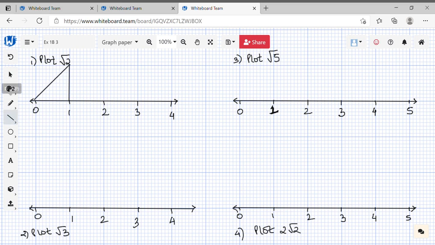Let me see if I can join it properly. Yes, if I join this here, now I write whatever I have. So this is 1 unit. This is 1 unit. So the hypotenuse is root 2.